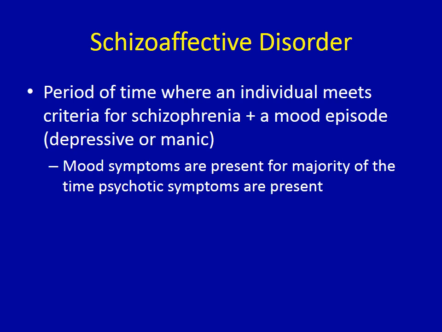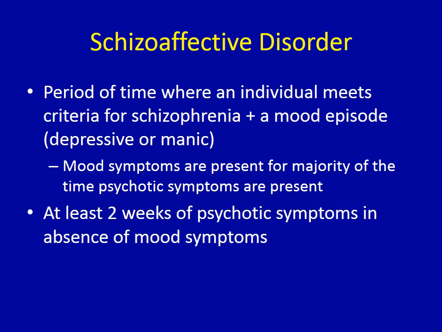So those mood symptoms might meet criteria for a major depressive episode, or they might meet criteria for a manic episode, but these are individuals where their psychotic symptoms and their mood symptoms seem very closely related. But the important thing that distinguishes schizoaffective disorder from other possible diagnoses is that there's at least a 2-week period of time in which the psychotic symptoms are present in the absence of mood symptoms. So we're not only seeing psychosis in the context of a mood episode, there are also periods of time when an individual is euthymic and is still experiencing at least 2 weeks of psychotic symptoms.